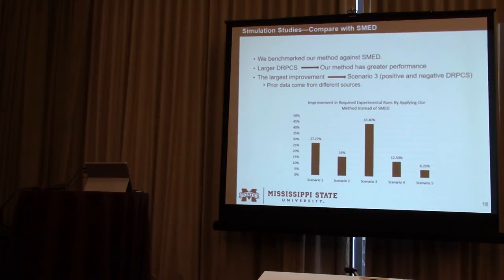But when the DRPCS magnitude increases, our methodology performs even better. And the largest improvement can be seen in scenario 3, when we have both positive and negative DRPCS. It may occur when the prior data come from different sources that might contradict each other.